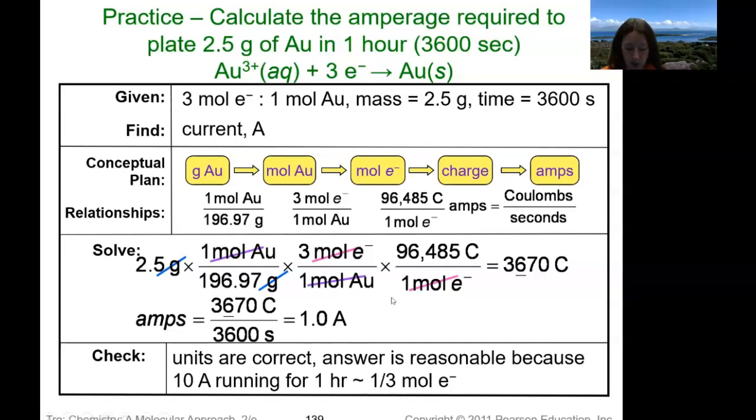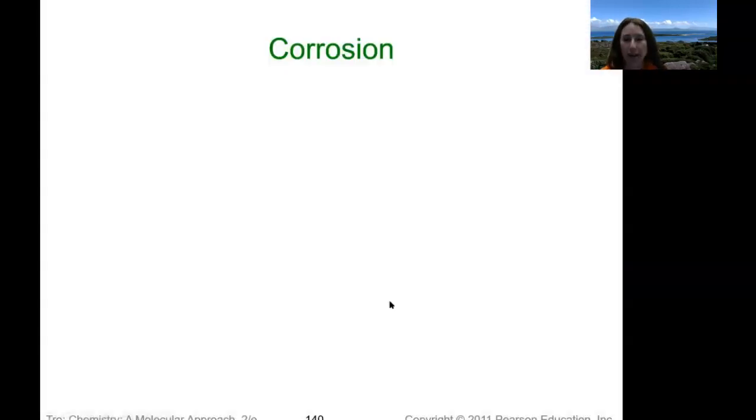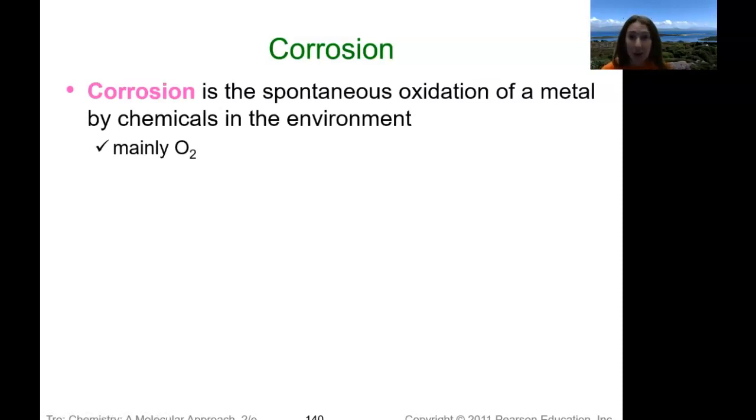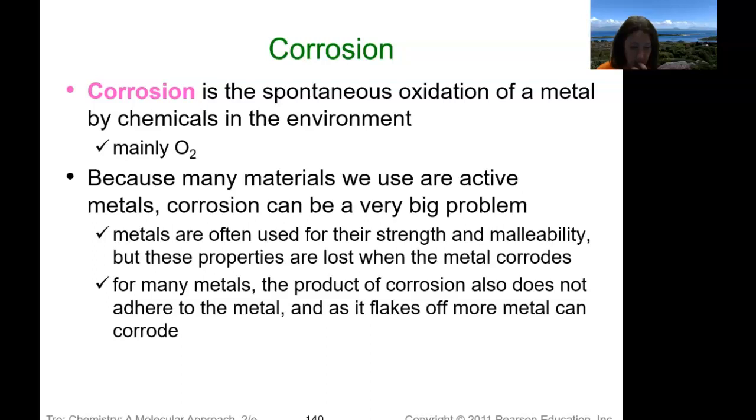Okay, now we're going to talk about corrosion. So we're going to talk about the practical piece of what we've been learning, not that what we've been doing isn't practical. Electroplating is absolutely practical. But corrosion is the spontaneous oxidation of a metal in an environment, and it's usually due to oxygen. Many of the materials we use are active metals, and that means they will often corrode, which means oxidize. They go from the metal to the ion, which we don't want, because we use metals for being malleable, ductile, and all the properties of metals that we need.